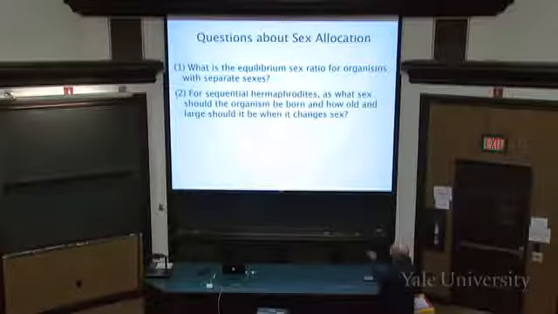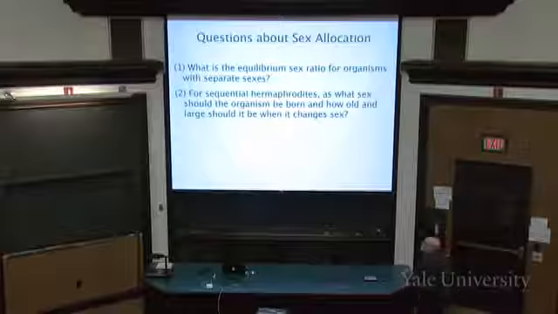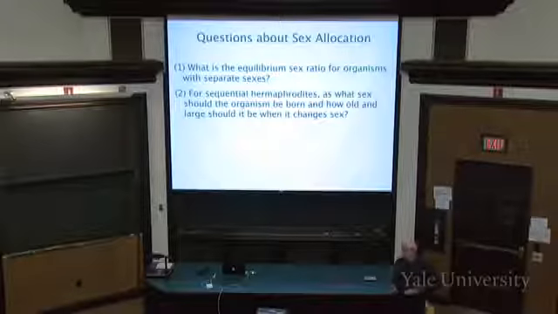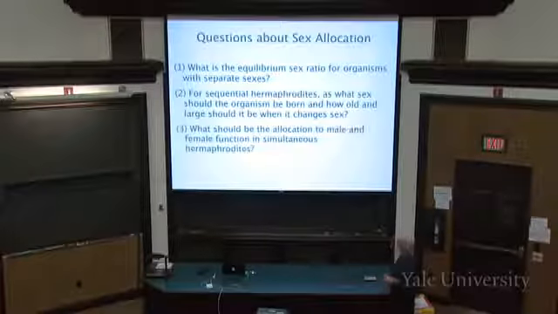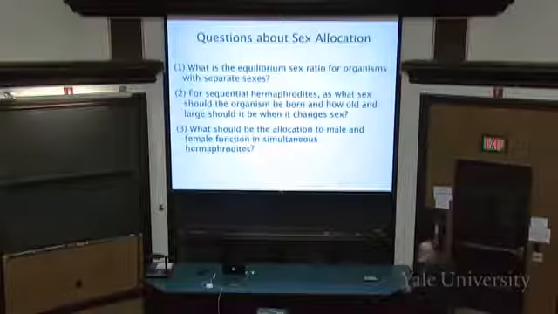Another is, if the species we're dealing with is a sequential hermaphrodite, as what sex should that organism be born, and how old and large should it be when it changes sex? If it's a simultaneous hermaphrodite, then what would be the allocation to male and female function in simultaneous hermaphrodites?